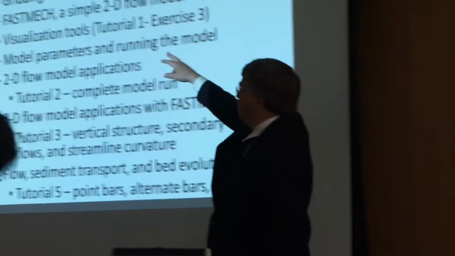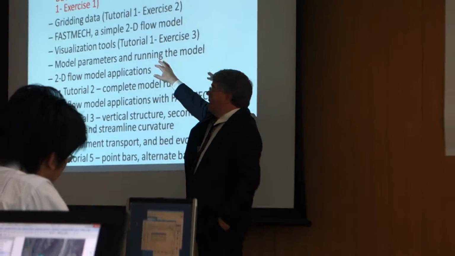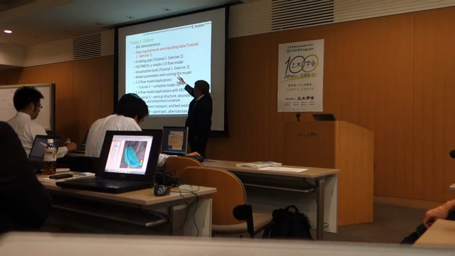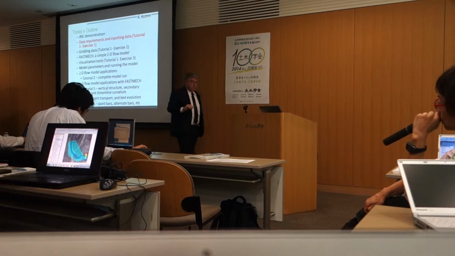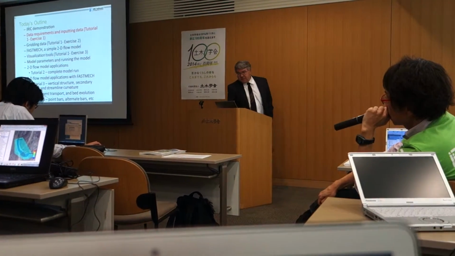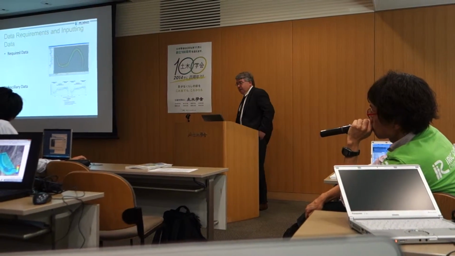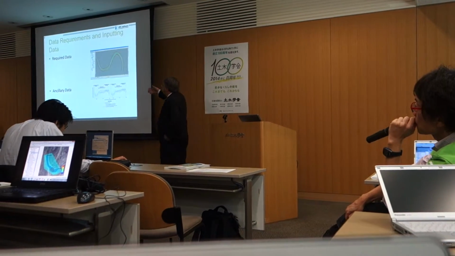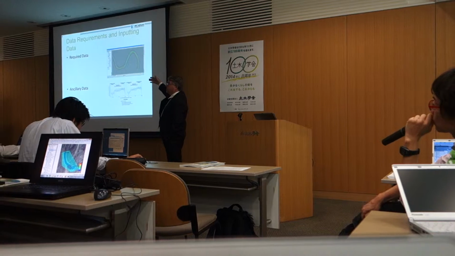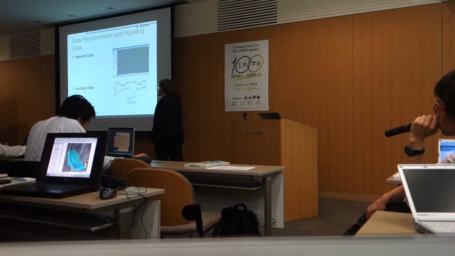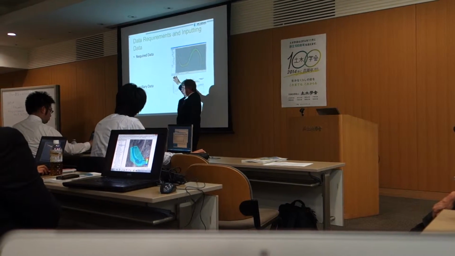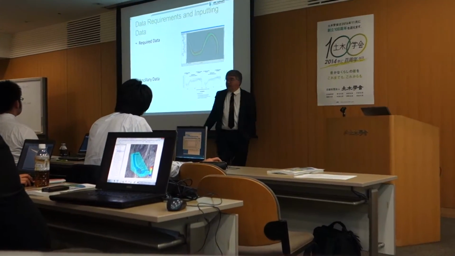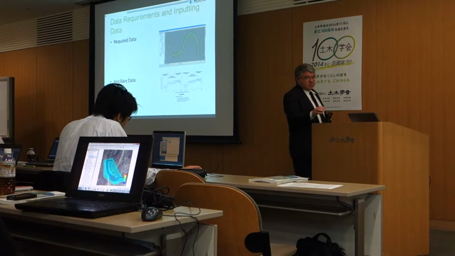We'll start by talking about what the data requirements are. And then we'll talk about how you input data very briefly. And you'll do tutorial 1, exercise 1. So first, the data that's required for running iRIC is something we'll talk about. Basically, there's two kinds of information. There's data that you have to have, or required data, and there's data that you can have, but you don't have to have. And we'll talk a little bit about the differences between those two.